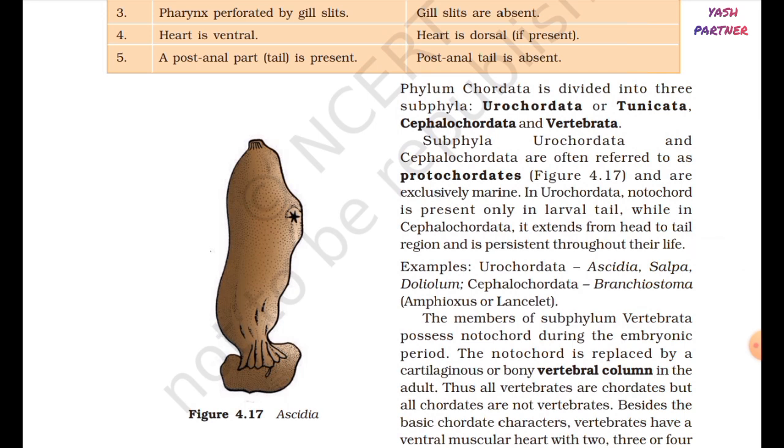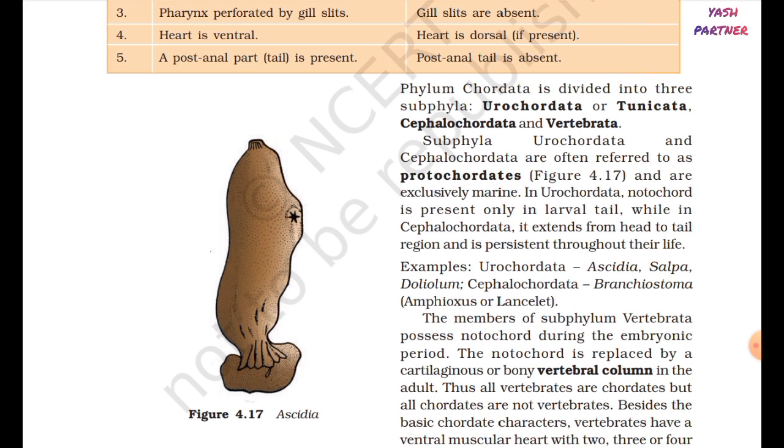Subphyla Urochordata and Cephalochordata are often referred to as protochordates, figure 4.17, and are exclusively marine. In Urochordata, notochord is present only in larval tail, while in Cephalochordata it extends from head to tail region and is persistent throughout their life. Examples: Urochordata, Ascidia, Salpa, Doliolum; Cephalochordata, Branchiostoma, Amphioxus or Lancelet.